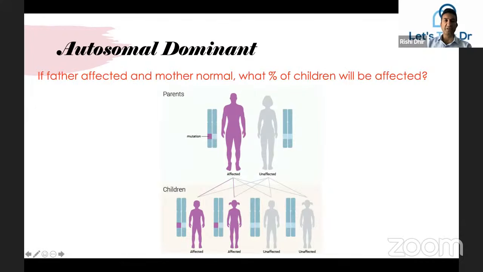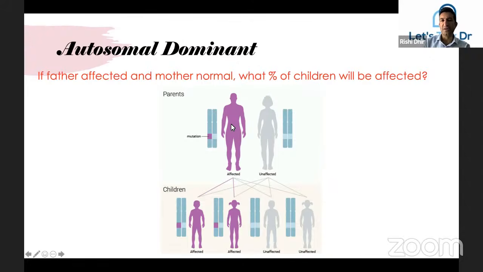So basically, you need only one abnormal gene from either parent to inherit the disease in autosomal dominant. That's the first one to remember. Autosomal dominant basically means if you get one abnormal gene from one of the parents, you're going to have the disease, all right? So the question I ask you guys is, if the father is affected and the mother is normal, what percentage of children will be affected in this autosomal dominant, okay?